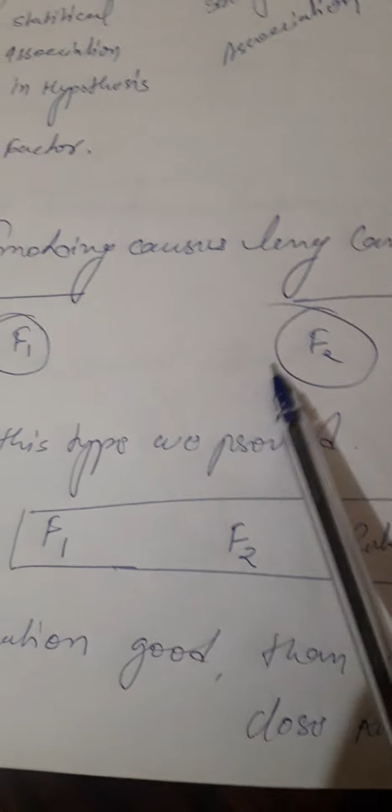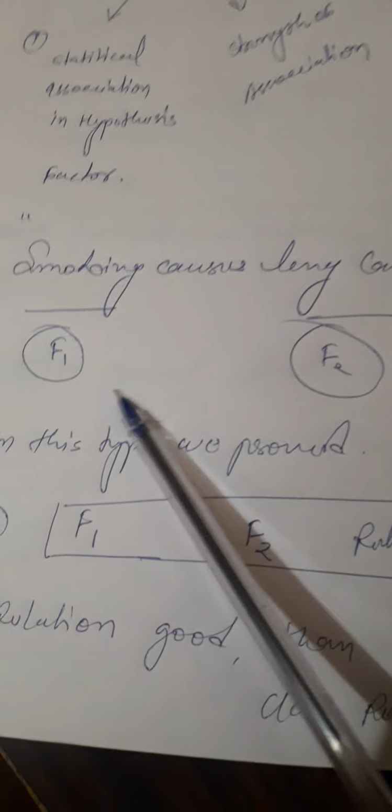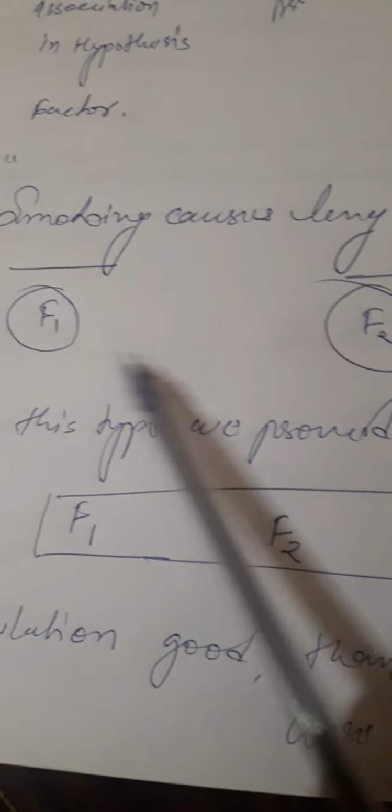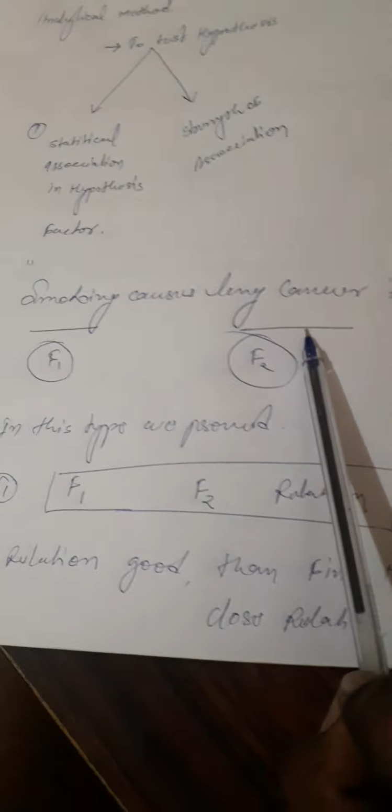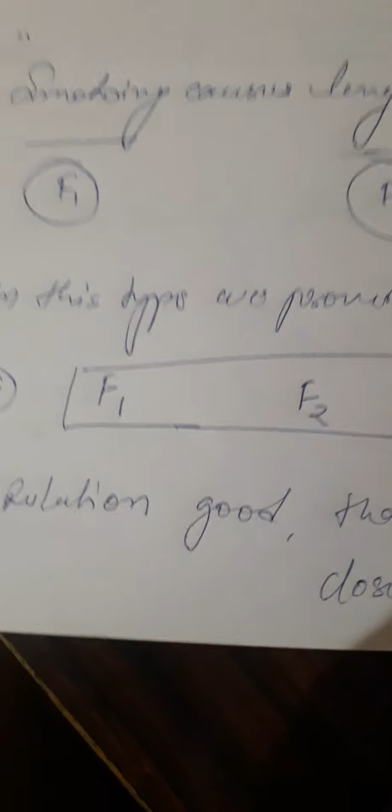So in our study, the main point is to establish the relation between the two. That relation may already have been found by someone, but we test whether that relation is correct or not. Smoking causes lung cancer: is this sentence wrong or correct? That means, are factor 1 and factor 2 correlated with each other or not? So in this type of study we prove the relation between factor 1 and factor 2. If the relation is good, then we find out a closer relation.